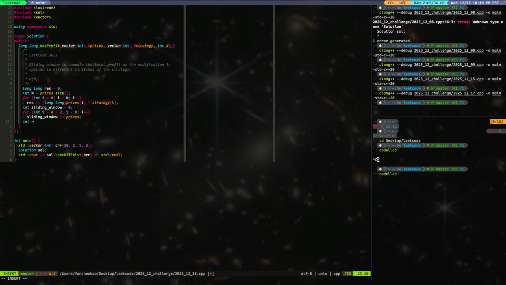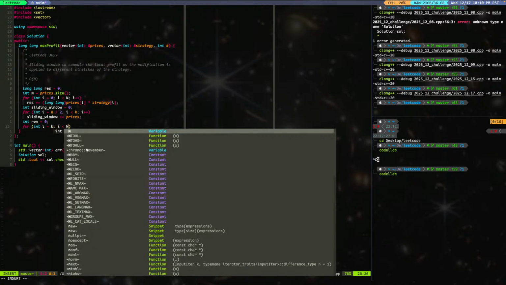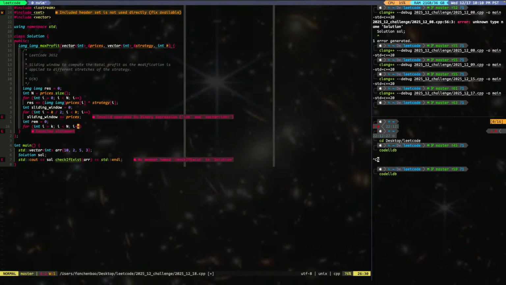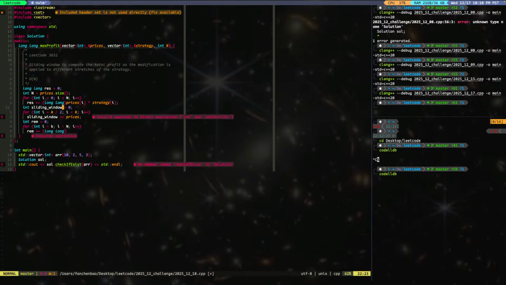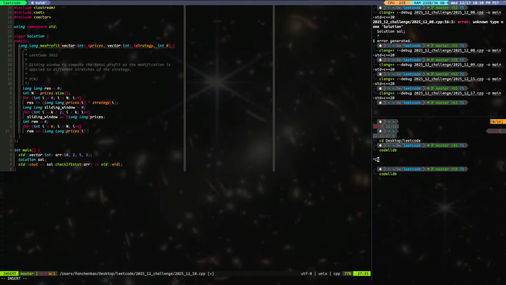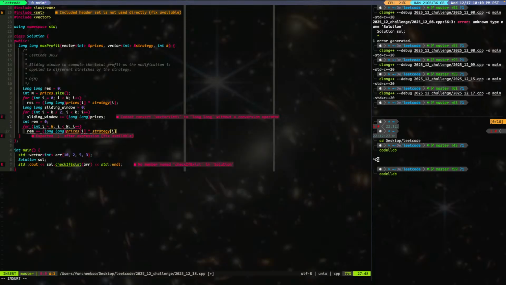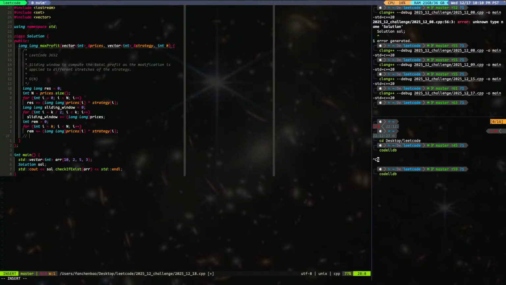Okay, and then we have remaining is also 0, so we say for int i equal to k; i < n; i++, remaining plus equal to long. Oh, sliding window needs to be a long as well, just in case. And then here, long prices[i] multiplied by strategy[i]. Okay, so now everything is ready. So I say sliding window, the entire strategy.